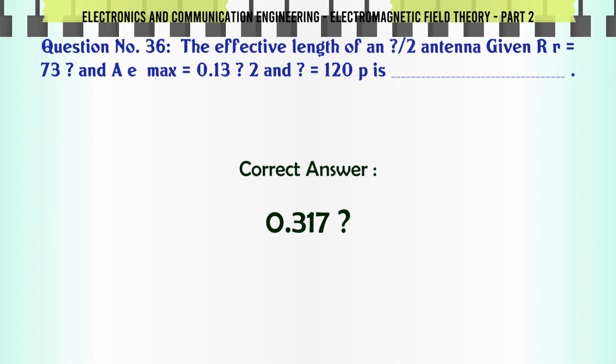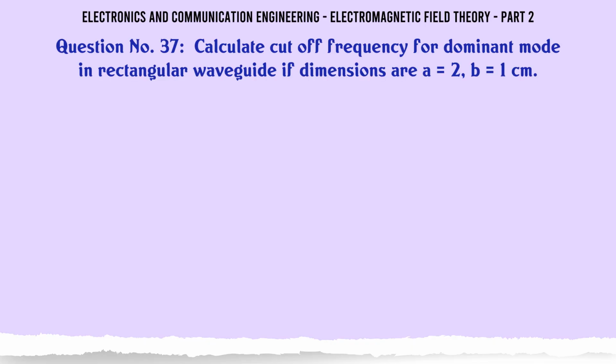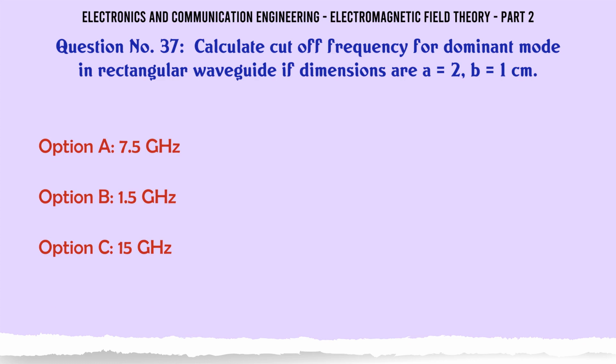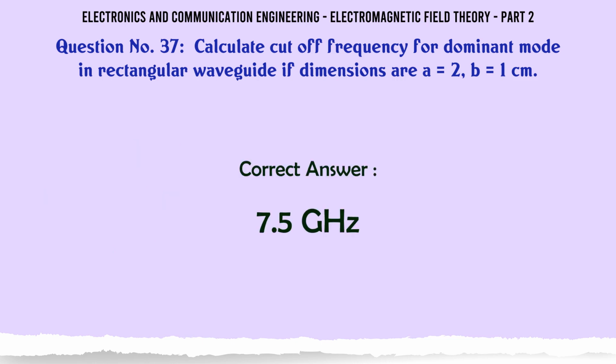0.317. Calculate the cutoff frequency for the dominant mode in a rectangular waveguide if dimensions are a = 2b = 1 cm: A 7.5 GHz, B 1.5 GHz, C 15 GHz, D 150 GHz. The correct answer is 7.5 GHz.